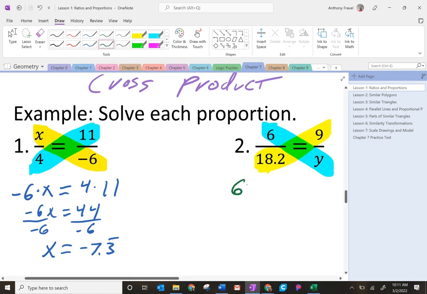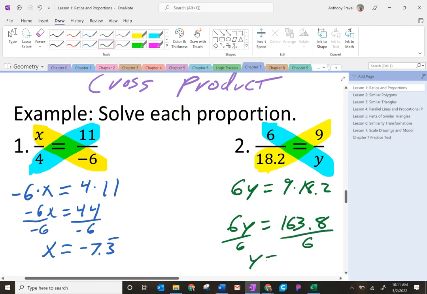So I get 6y equals 9 times 18.2. I get 6y equals 163.8. And then I want to get the y all by itself, so divide both sides by 6. My final answer for this one is 27.3.